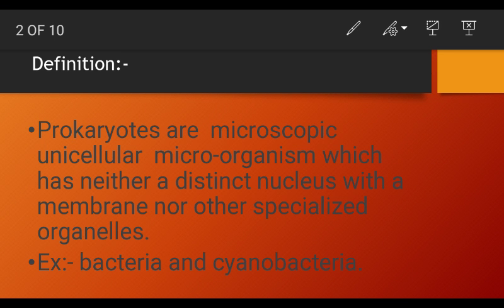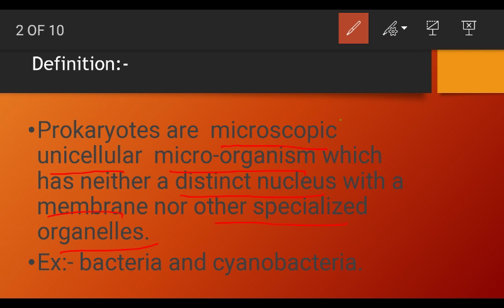The prokaryotic cell is the primitive cell, right? It was formed in the beginning of life, and from prokaryotic cells other cells arrived. Prokaryotes are microscopic unicellular microorganisms which have neither a distinct nucleus with a membrane nor specialized organelles, right?